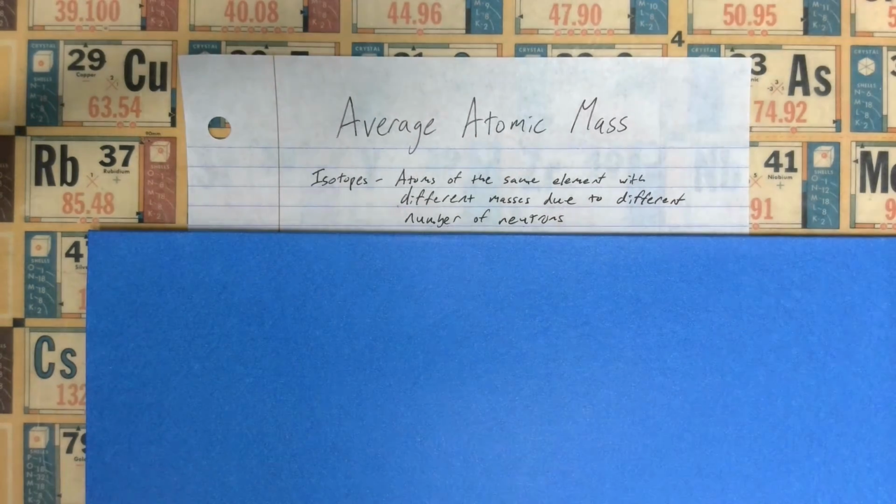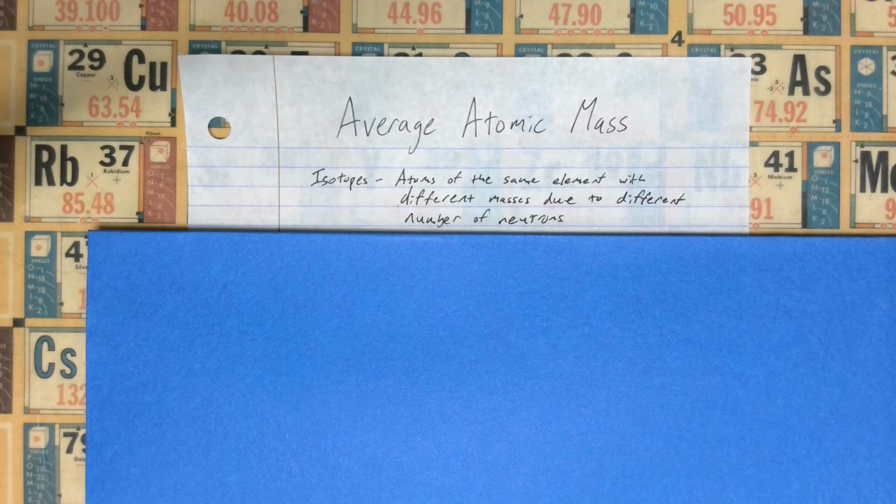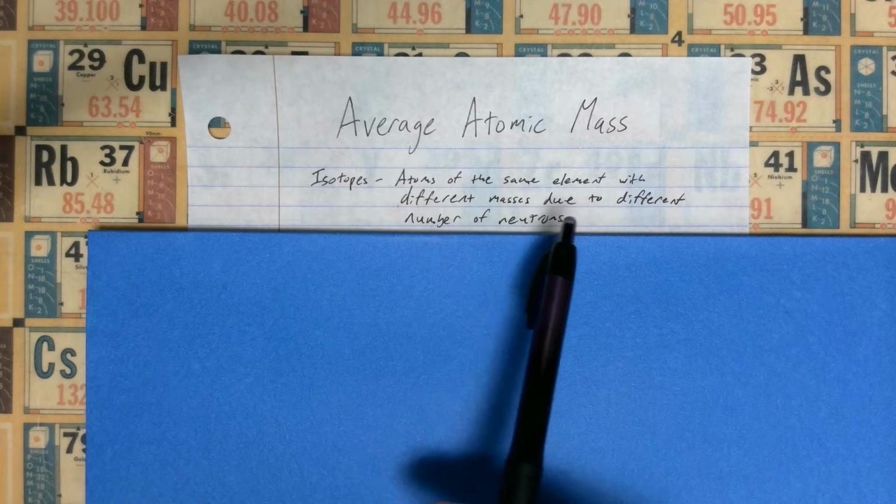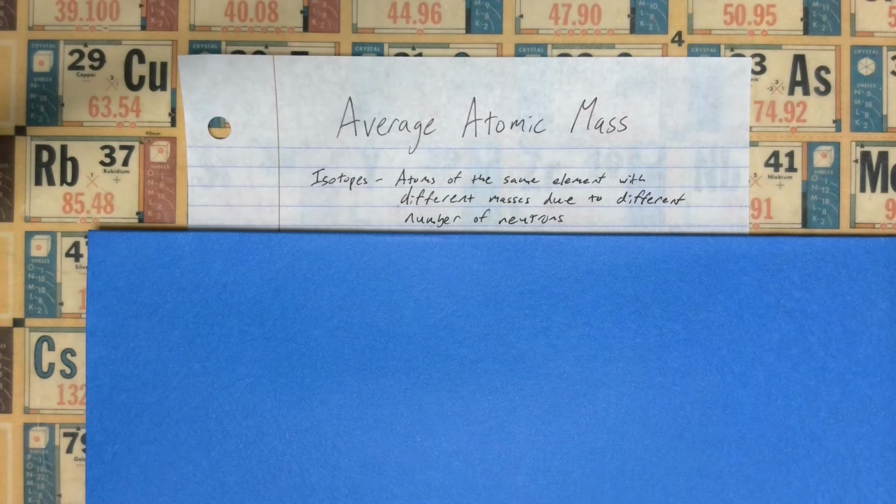Hello, today we are getting into average atomic mass. So average atomic mass deals with isotopes. And a definition for isotope is atoms of the same element with different masses due to the different number of neutrons. So remember, what makes an element a specific element is the number of protons, which is the atomic number. If you change the number of protons, it's a totally different element. But if you change the number of neutrons, it's the same element, but it has a different mass. So that's why we call them isotopes.